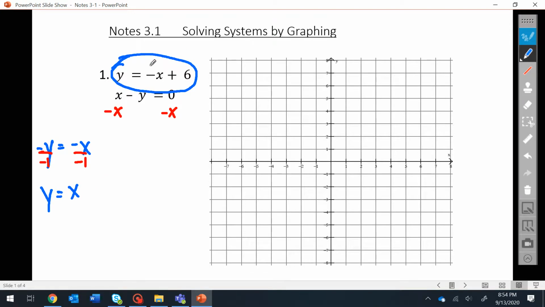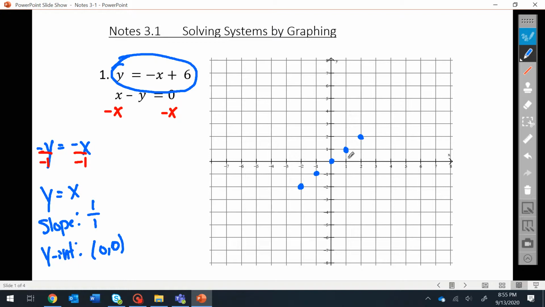So first equation, y is equal to negative x plus 6. Second equation, y is equal to x. So I'm going to graph each of these. Let me start with the second one. The slope of the second one is 1 over 1. The y-intercept of the second equation is 0, 0. So that one I'm going to graph in blue. So 0, 0 is the y-intercept, and the slope is 1 over 1. So up 1 over 1, up 1 over 1. I could also go down 1 over 1, down 1 over 1.